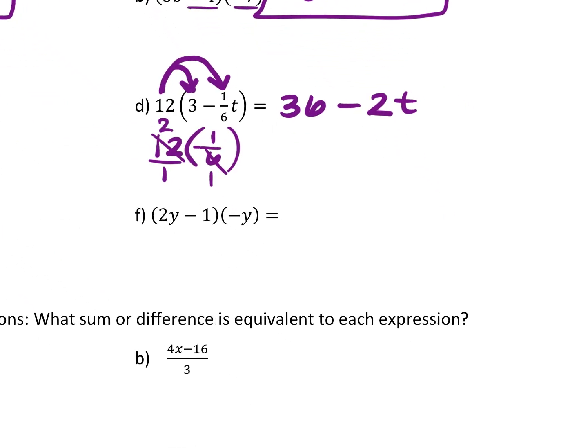You have 2y minus 1 times a -y. What are you distributing? A -y. What's another way to say -y? Negative 1y, okay? So if you like it better with the number out in front, you could call it that. It's the same thing. But you are distributing it to both pieces. So what is 2y times negative y?